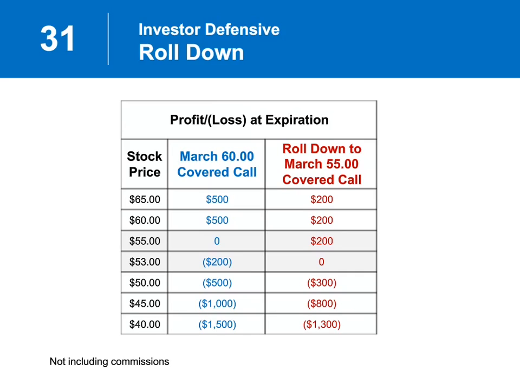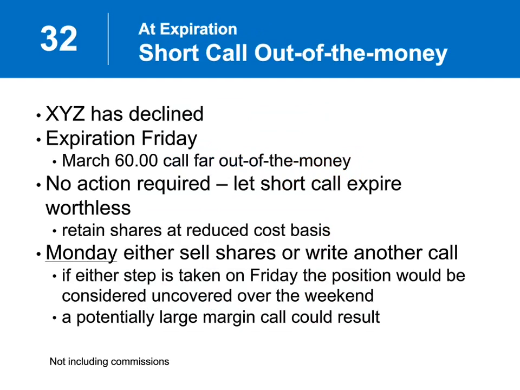To the downside, we still have significant loss potential because below 53, essentially we're flat out long stock. So, at expiration, short out-of-the-money calls. What are the considerations here? XYZ has declined. It's expiration Friday. We've got the short March 60 far out of the money. Well, no action may be required. We can let that short call expire, and we retain the shares at that lower cost basis now from where we sold the March 60s before.